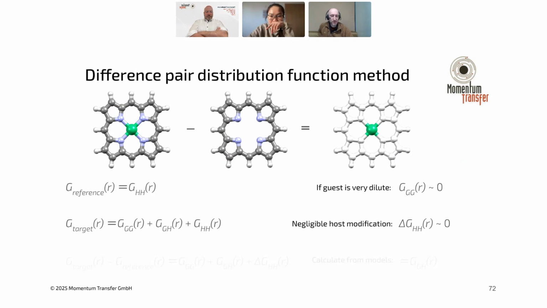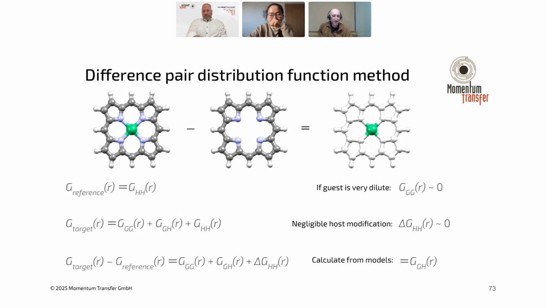And so you get these different partial contributions, where the reference is just the host-host correlations. And now the target material has host-host correlations as well, but it also has guest-host correlations, and it also has guest-guest correlations. And then we subtract these. If I don't make any assumptions yet, now I have guest-guest, guest-host, and the differential between the host-host correlations between those two samples.